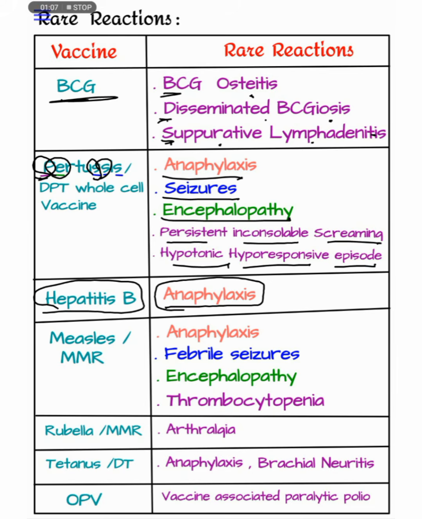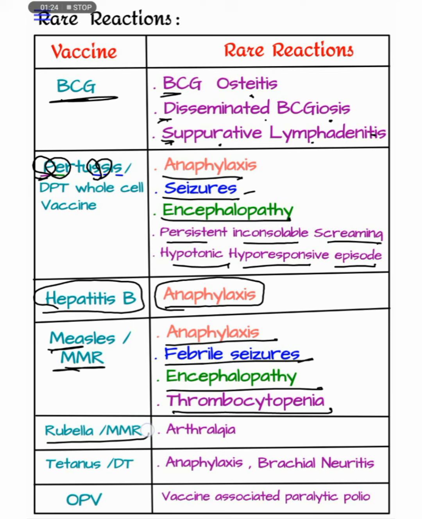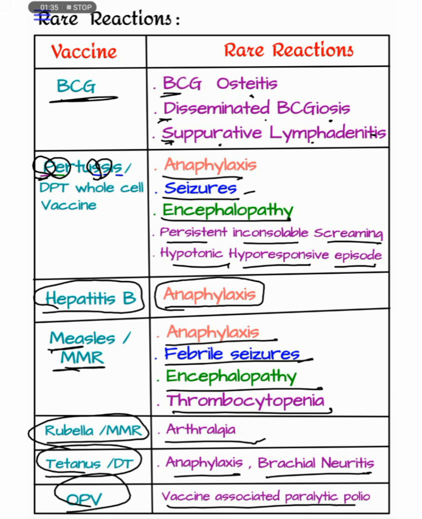And then the fourth vaccine in the minor reactions is meningococcal, starts with M. Here with M, measles or MMR, and the reactions are anaphylaxis and febrile seizures, encephalopathy, and one more to remember here is thrombocytopenia. And the other vaccines include rubella MMR causes arthralgia, tetanus or DT results in anaphylaxis and brachial neuritis, OPV results in vaccine associated paralytic polio. This is with the adverse events following immunization.